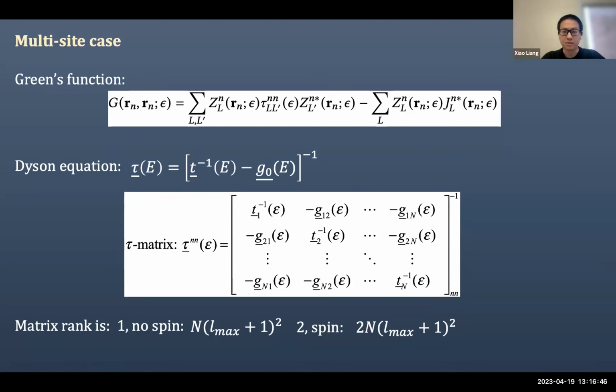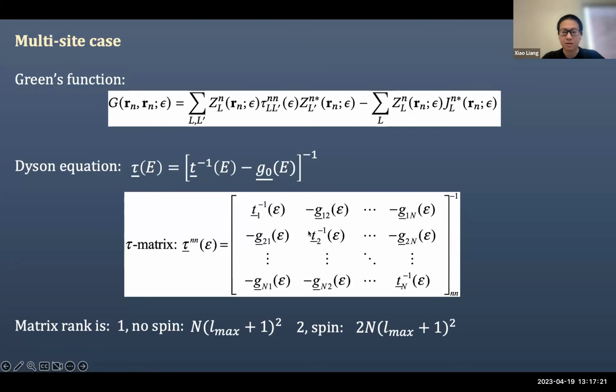The information of potentials introduced by multiple atoms is contained in the multiple scattering matrix, the TOR, and it is solved in the framework of multiple scattering theory. The TOR matrix is solved through the inverse of the so-called KKR matrix. The KKR matrix is built through the Dyson equation, while T is the single-site scattering matrix mentioned in the previous slide, and the G0 is the free particle propagator between two different atom sites.